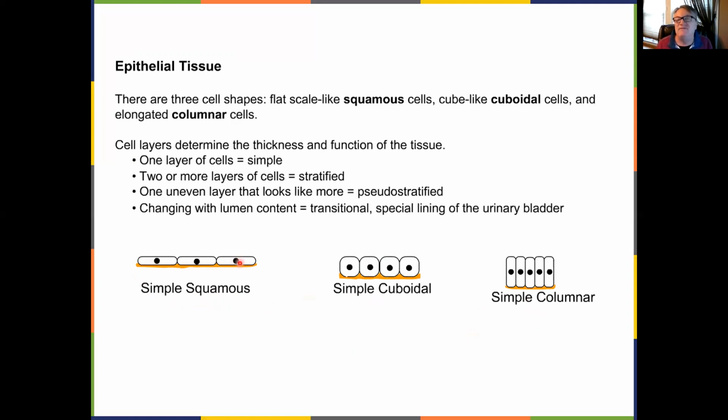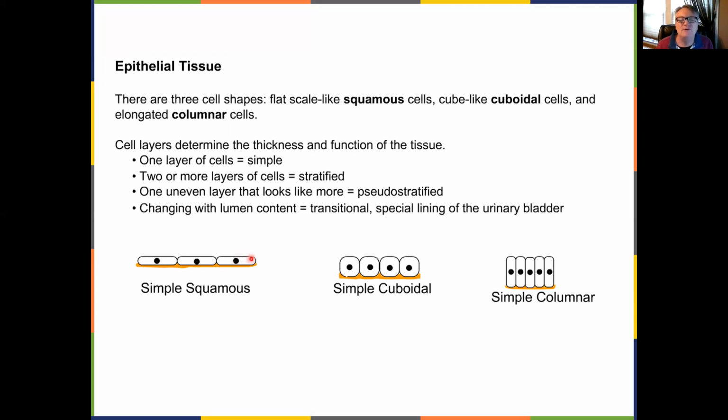Squamous is a word that means flat. If we look at simple squamous epithelial, we see that each of these represents a single cell. The big black dot is the nucleus, and then you see the cell membrane. These are very, very flat cells. They have a particular advantage in certain situations: if you want to diffuse something across them, this ends up being the best way to get just diffusion of everything.